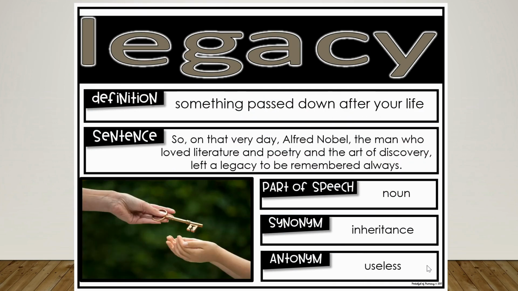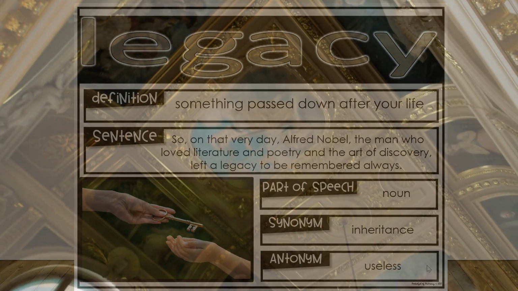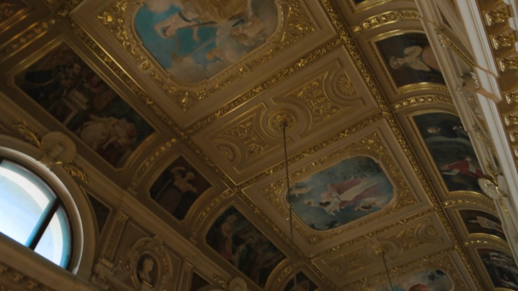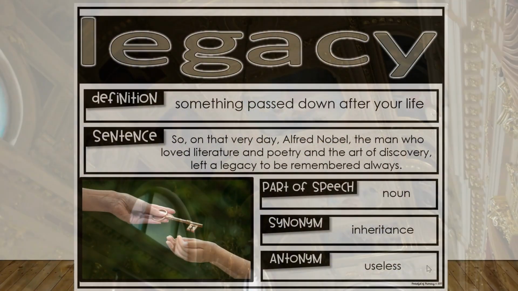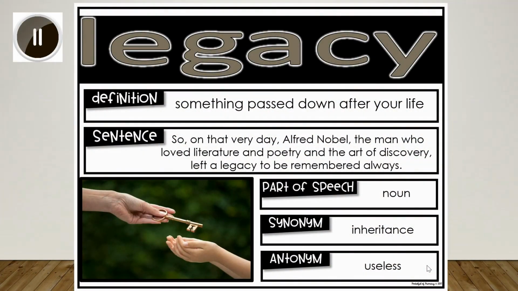Our final word is legacy. Legacy is something passed down after your life. So, on that very day, Alfred Nobel, the man who loved literature and poetry and the art of discovery, left a legacy to be remembered always. A legacy is a noun. It's kind of like an inheritance. The opposite of legacy would be something useless. Have your grandparents left a legacy for you?